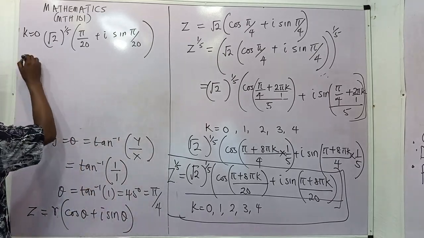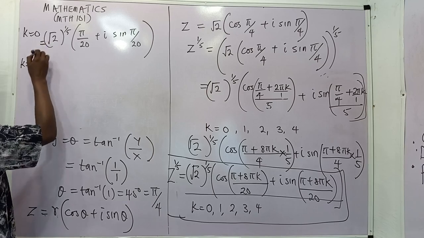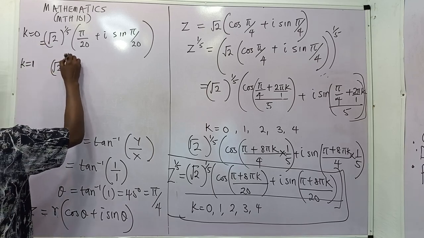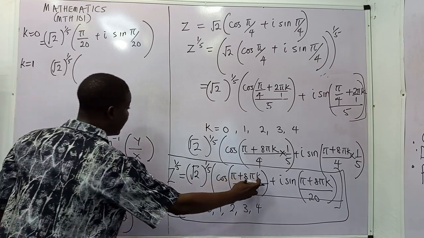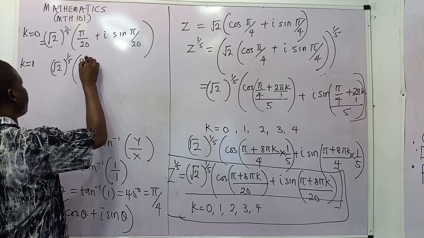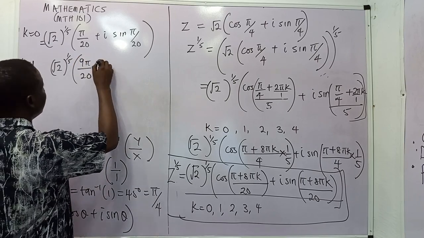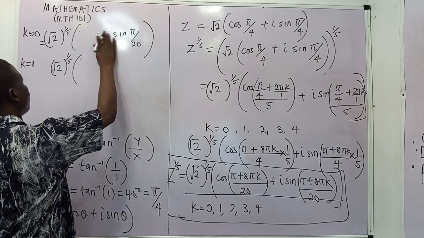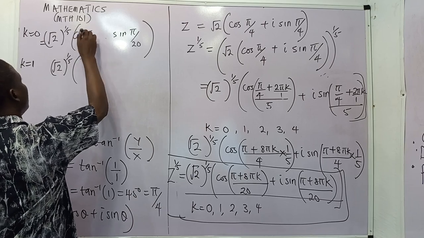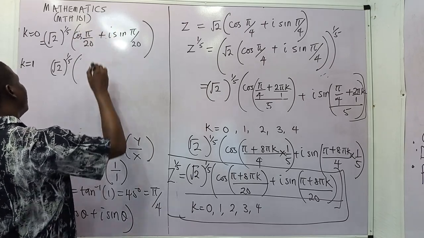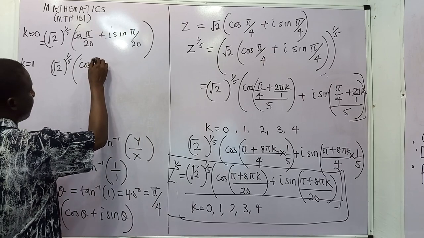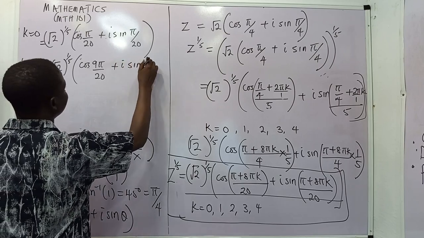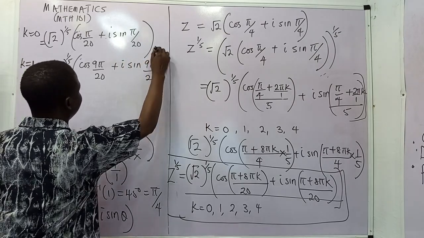The first one is done. When k equal to 1, you would have 9 pi over 20. Sorry, you're supposed to put cos here: cos 9 pi over 20 plus i sine 9 pi over 20.